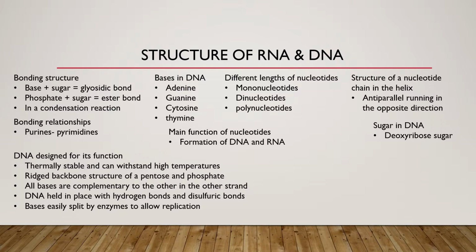All bases are complementary to the bases in the other strand. So cytosine will only bind to guanine, and adenine will only bind to thymine, sorry. Jeez, that's a hard word to say. All bases are held in place by hydrogen bonds, and bases are easily split by enzymes to allow replication.